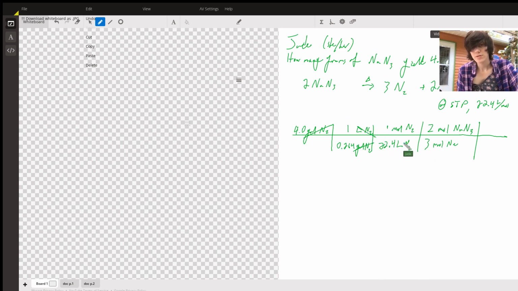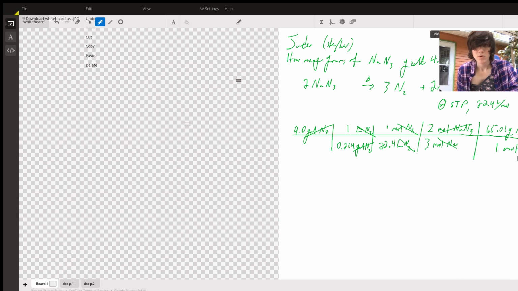So the liters N2 cancels, the moles N2 cancels. So now we've got moles NaN3, and we want it in grams. So all we have to do now is pull up our periodic table and add together our molecular weights to find our molar mass. And we'll go ahead and truncate that for you. It looks like it's 65.01 grams per mole. 65.01 grams of NaN3 per 1 mole of NaN3.